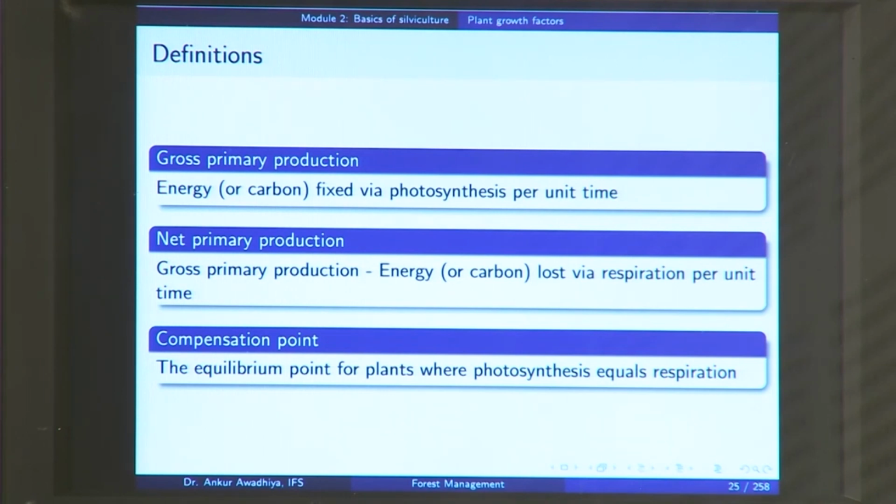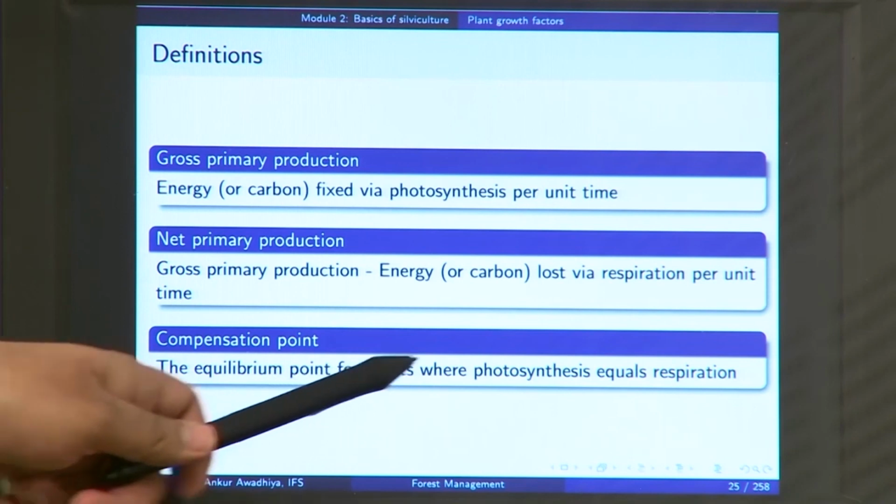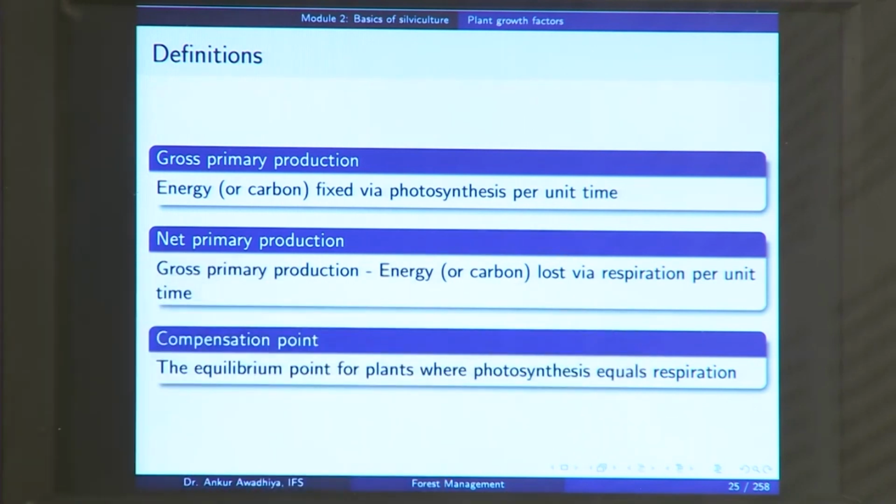And we also define the compensation point as the equilibrium point for plants where photosynthesis equals respiration. Now, what is this compensation point? Because photosynthesis requires light, so you will have photosynthesis in the daytime, but respiration does not require light, and respiration is going on both during day and the night time.